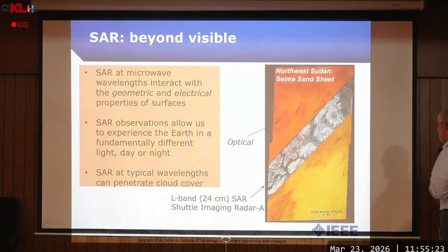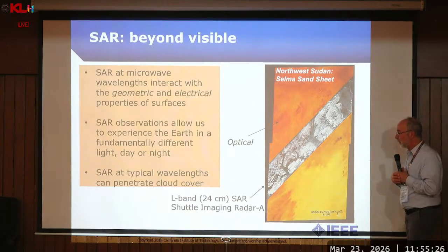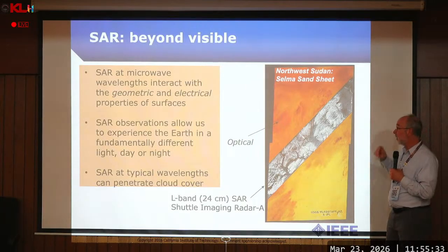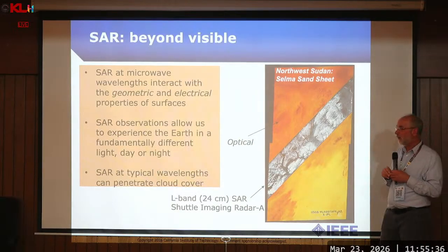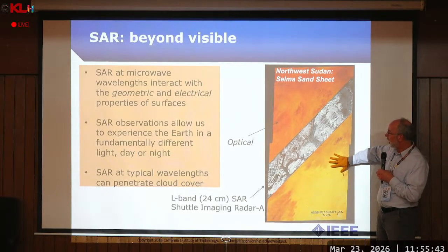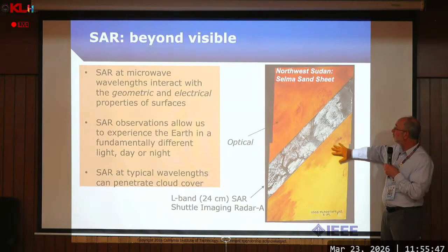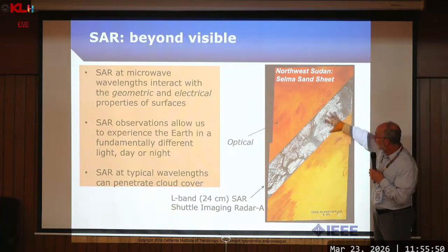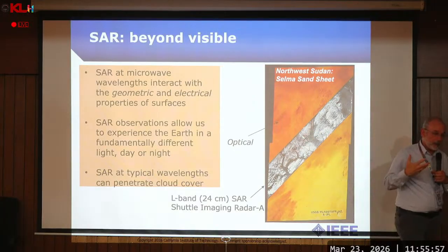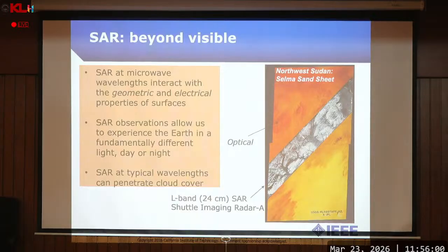So as I said, we see fundamentally different things with SAR than we do with optical imagery. Here's an excellent example of that from an image that was taken in 1981 by the SIR-A mission, the Shuttle Imaging Radar, that followed SEASAT. And this is an optical image in orange of a sand sheet in Sudan. And overlaid on that is a radar image from the survey system showing fundamentally different signatures than what you see in the optical image. That's because the radar wavelength is 24 centimeters, and it's relatively insensitive to small particles, such as sand.